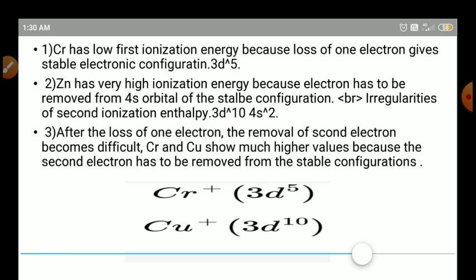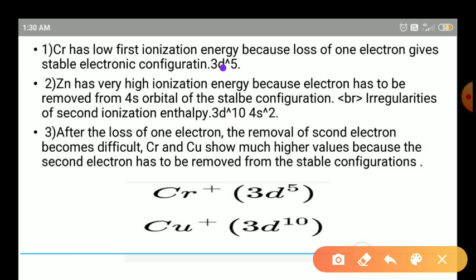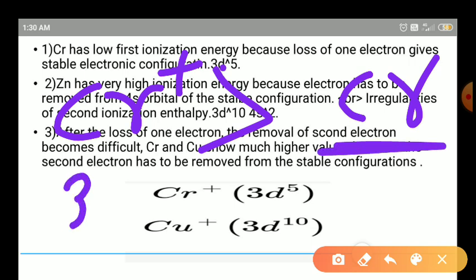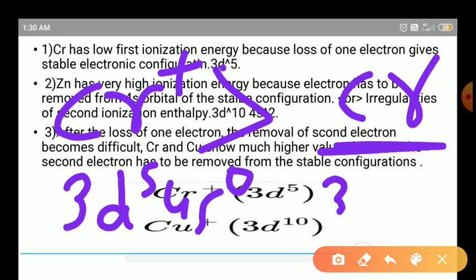Okay, look here, students. Chromium has a very low first ionization enthalpy because the electron removal gives a stable electron configuration, 3d5. Between chromium ion and chromium atom, the chromium ion is more stable, because it attains 3d5 and 4s0, whereas the atom has 3d5 and 4s1.